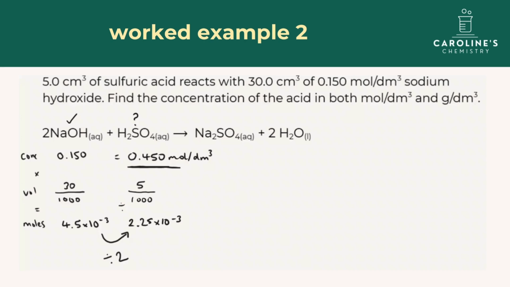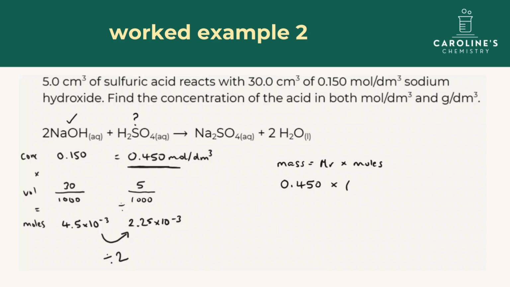I'm also asked to work that out in grams per decimeter cubed. So let's skip back now to our other equation. So mass is equal to Mr times moles. Why are we using this equation? Because we have moles per decimeter cubed, and I want to turn that into a mass, grams per decimeter cubed. So all I'm going to do is take that concentration, 0.450, the moles per decimeter cubed, and times it by the Mr of the sulfuric acid.